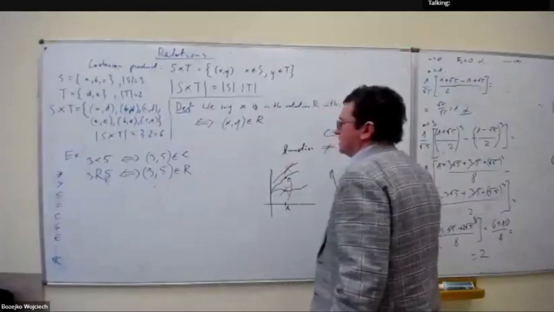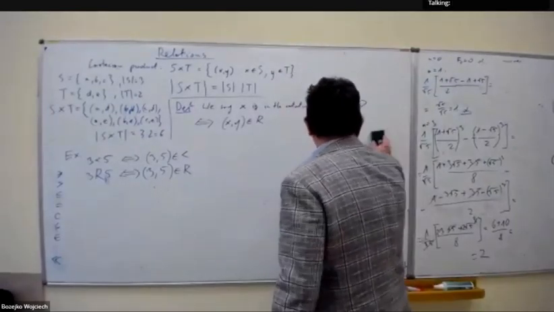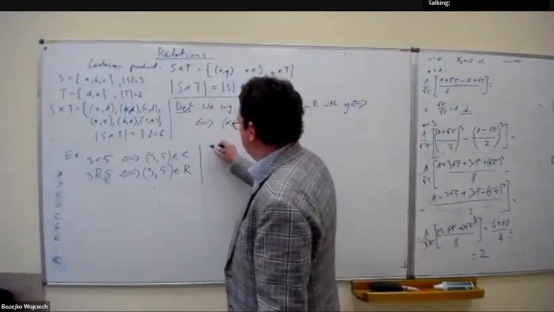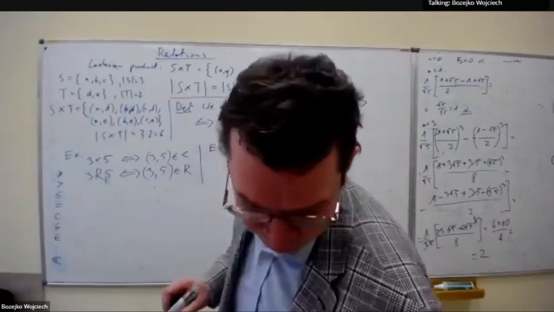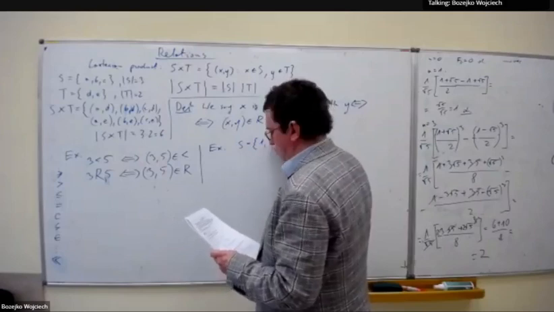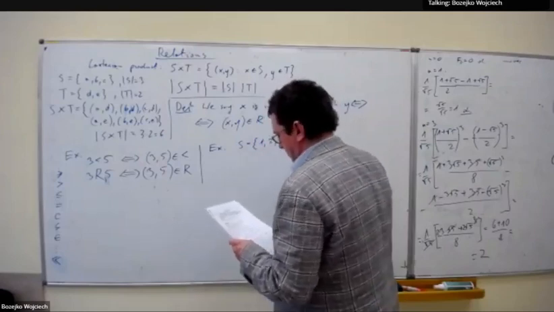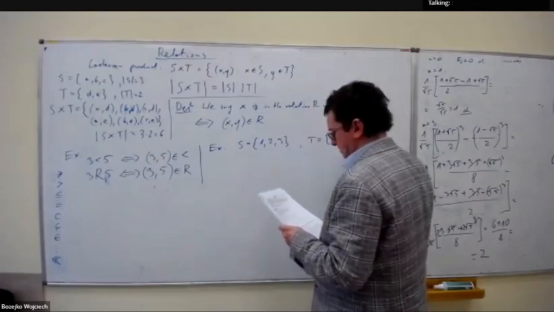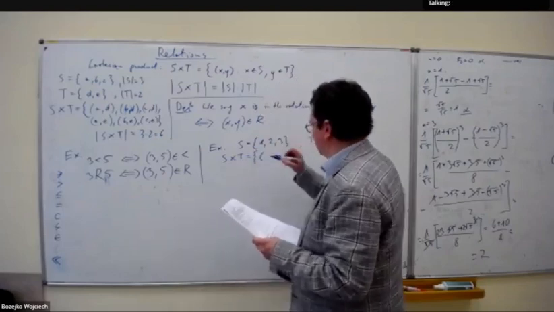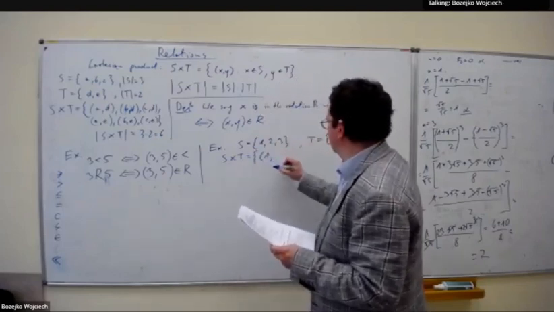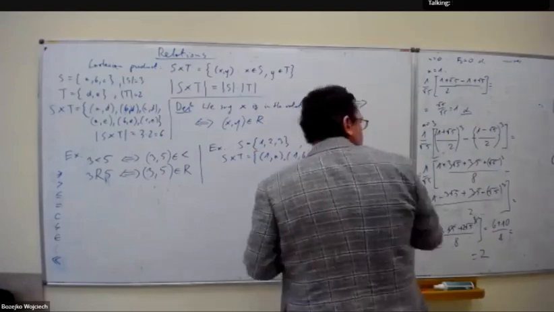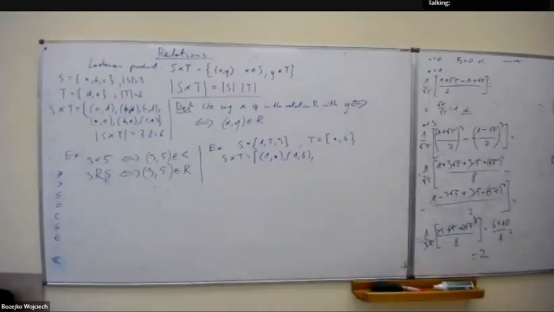And maybe I will show another example, maybe not complicated. Let us imagine that we have a set S like this, 1 to 3, and the set T, this is A, B. So the set of pairs will be like this: all the pairs with 1 at the beginning. So we have 1A, 1B. Just a moment.